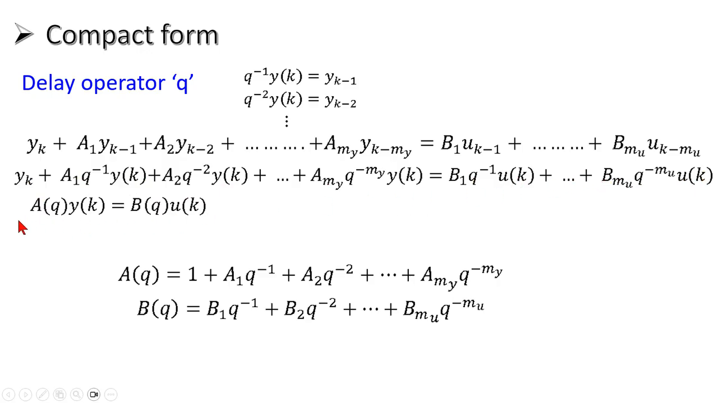Then we will have A(q) y(k) = B(q) u(k), where the expressions A(q) and B(q) can be written as follows. These are actually the coefficients that are present on each y term on the left-hand side. These are the coefficients because y(k) comes common, and these are the coefficients of each u term that is present on the right-hand side. So this is a more compact form of the ARX model.